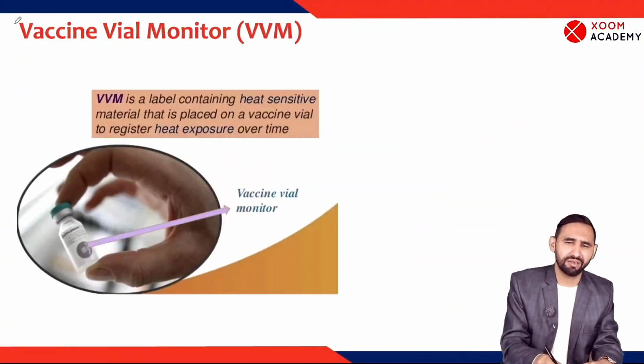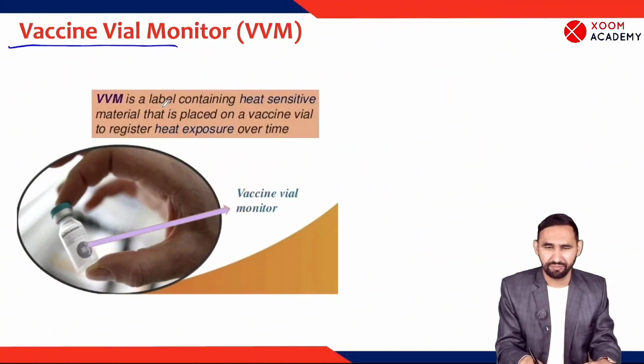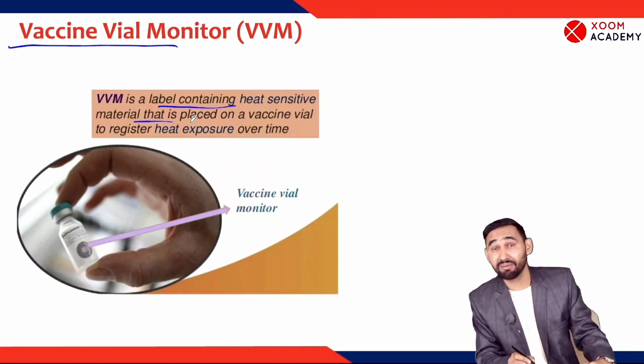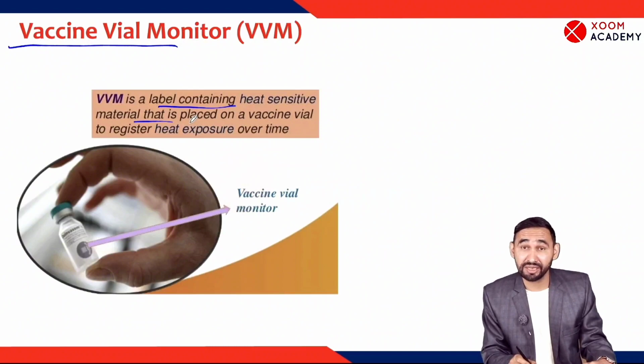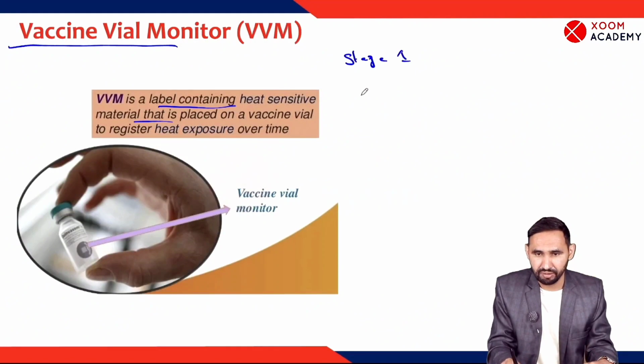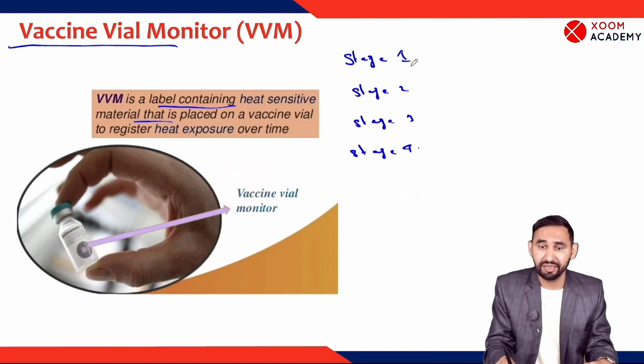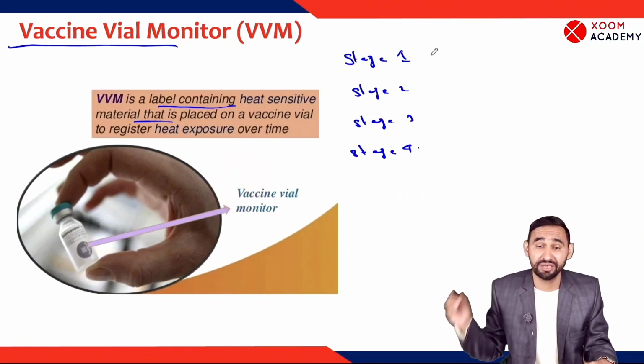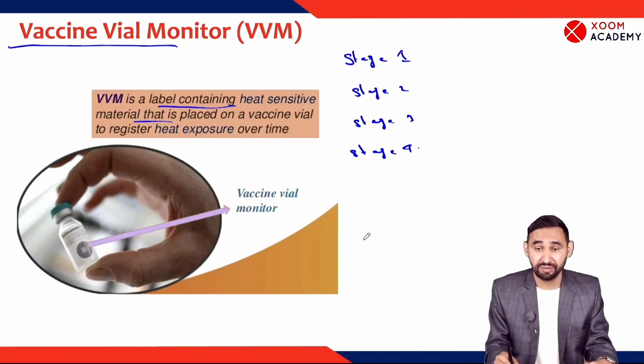We should monitor the vaccine vial. What is a vaccine vial monitor? It is a label that contains heat-sensitive material. The color of the label changes. If the color changes, we should discard the vaccines. There are 4 stages. At Stage 1, there is little or no exposure to heat. In Stage 2, there is very little exposure to heat, but still the vaccine can be used.